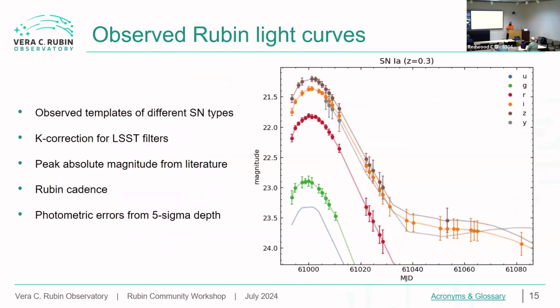You can put this information together. You start from observed templates for different supernova types. You use the K-correction to adapt everything to the LSST filters.